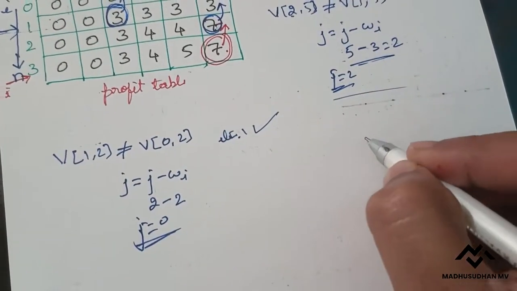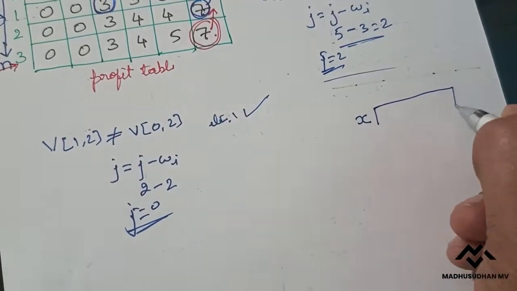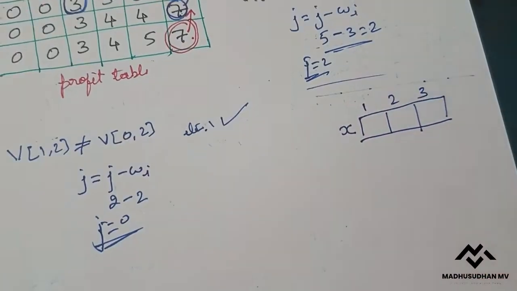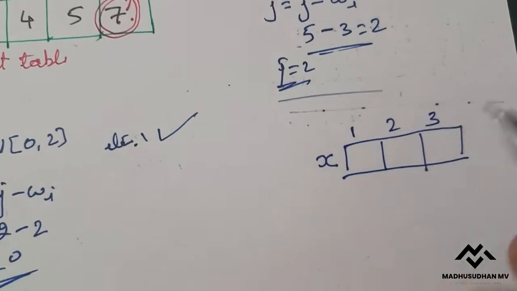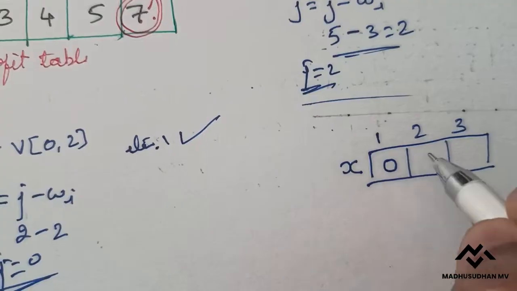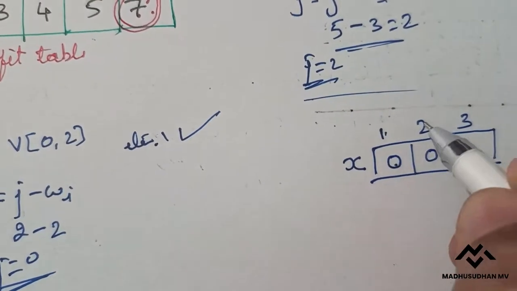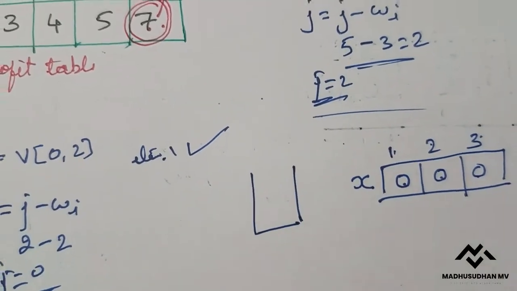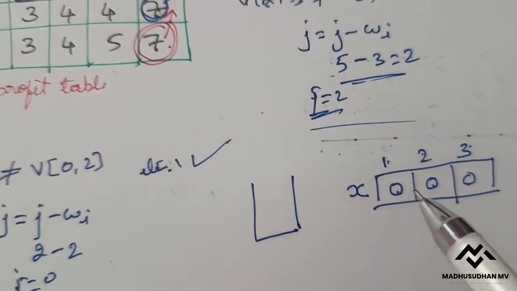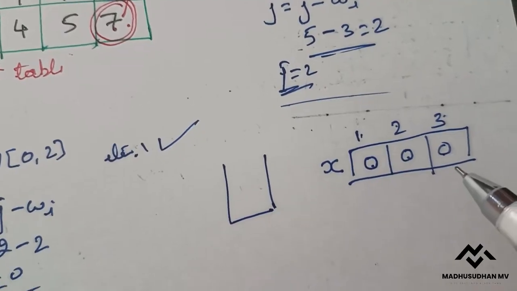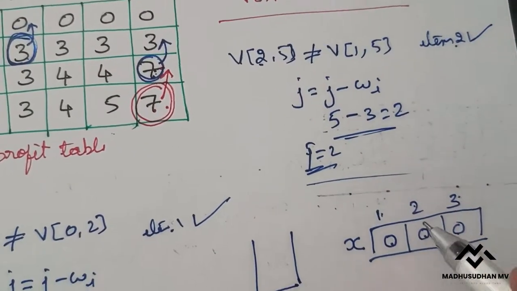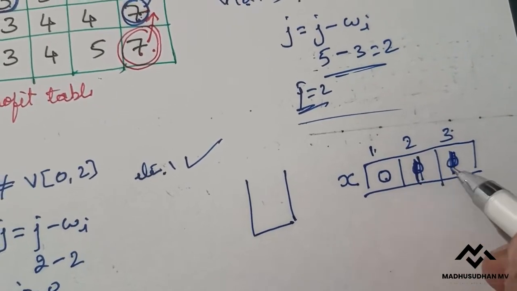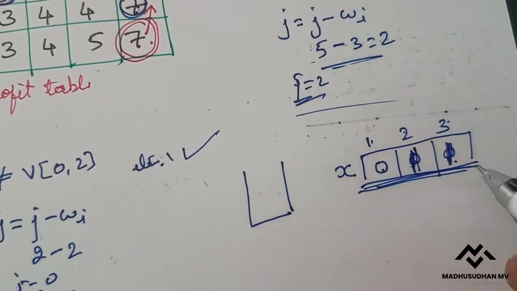For this, I am using one solution vector called X. That X gives us the information about which item is included and which item is not included. Initially, I will make this solution vector all 0. That means item 1, item 2 and item 3 are not included, since initially the knapsack is empty. Whenever I include an object, I make its entry 1. Since item 2 is included, it is 1, and item 3 is included, 1. So the ones show which items are included. This is the solution vector.